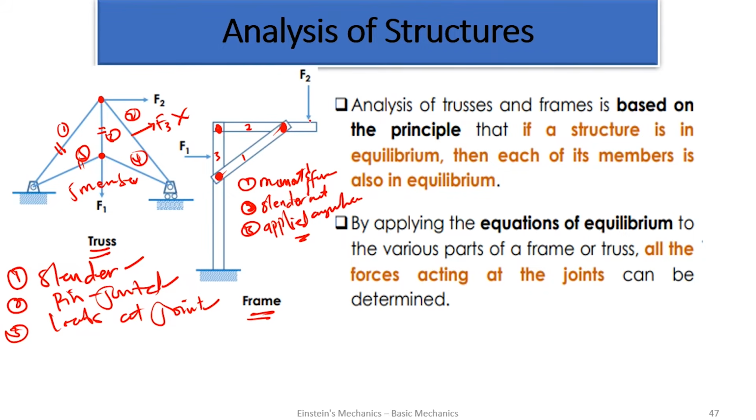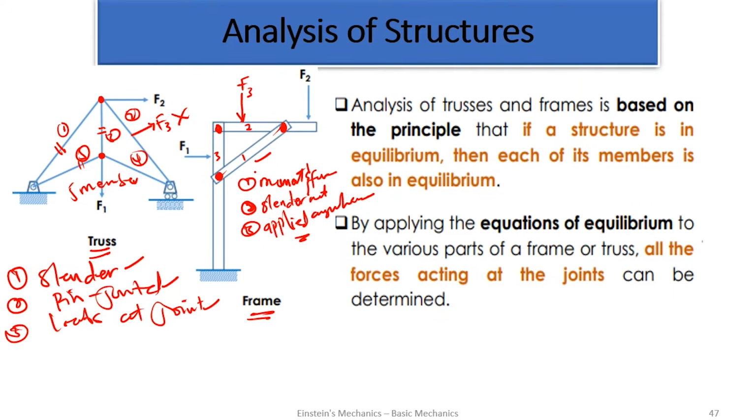Even the loads were not applied at the joints. So look at F2 and F1. They are applied anywhere on the member. And this makes it a frame. So I can apply another F3 here. F3 as my force. It is not on the joint, and this will be a frame.